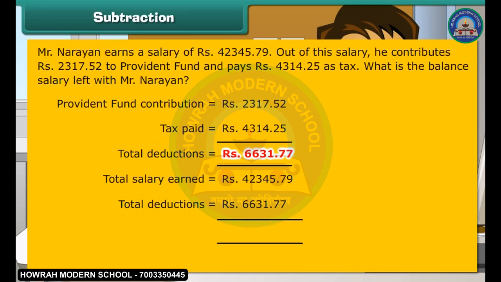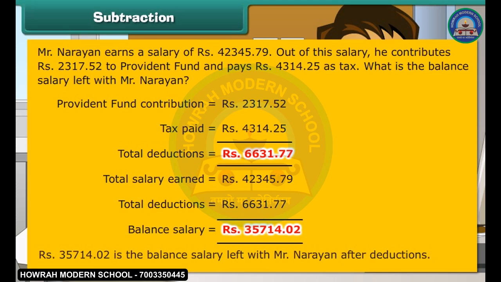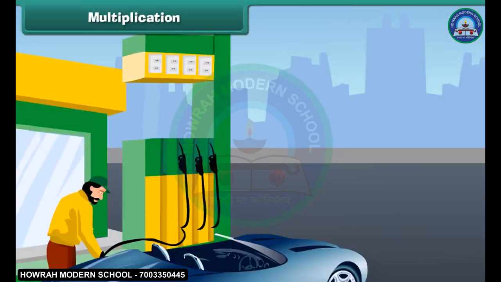We subtract the deductions, rupees 6,631.77, from the salary earned to get the balance salary as rupees 35,714.02. Rupees 35,714.02 is the balance salary left with Mr. Narayan after deductions.